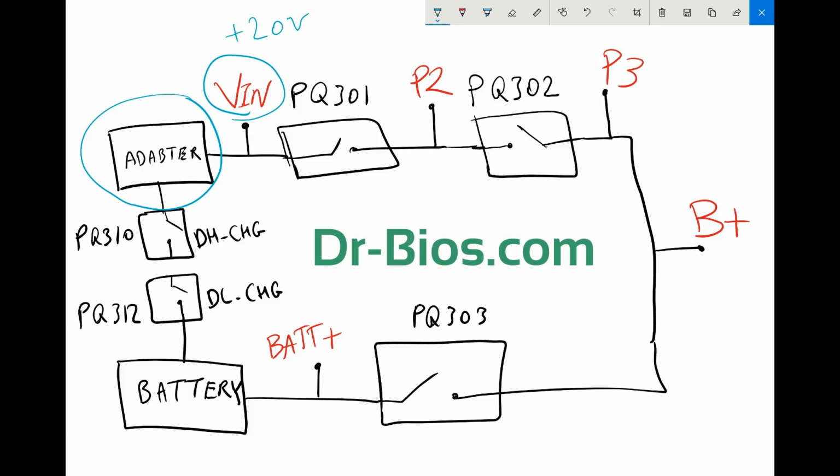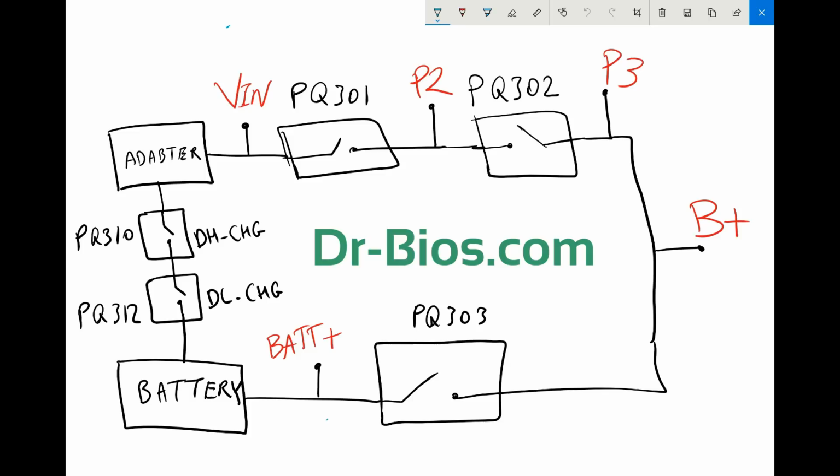2. Let's assume that the battery is not connected but the adapter is plugged. VIN is present, which is 20 positive volts, but 14.4 of the battery voltage is absent. In this way, microcontroller leads PQ301 and PQ302, and the voltage will be present in P2, P3, and B positive. 20 positive volt. So the voltage will be absent in battery block and the charger won't work.